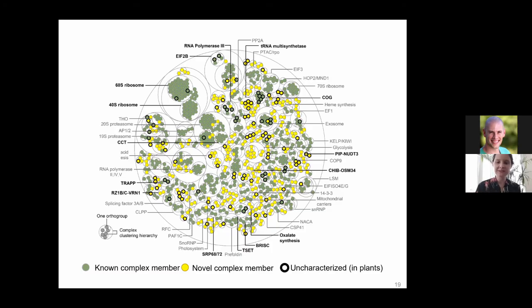Some of them you can actually figure out what they are based on homology, but we used a pretty loose definition. And so you can see a lot of highlights of the protein complex world, like COG, the ribosome, CCT, etc. But there's a lot of new stuff in here.